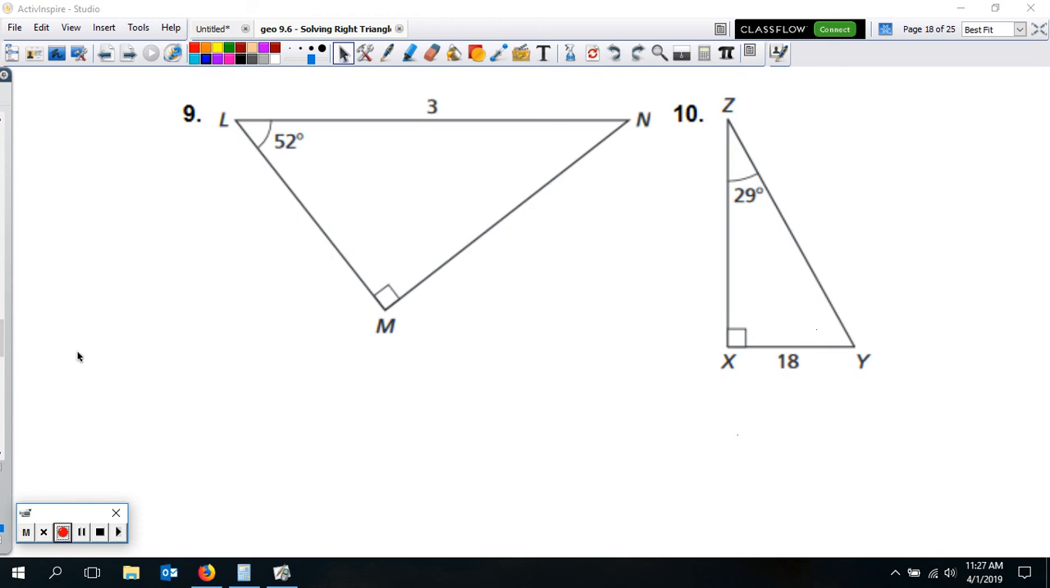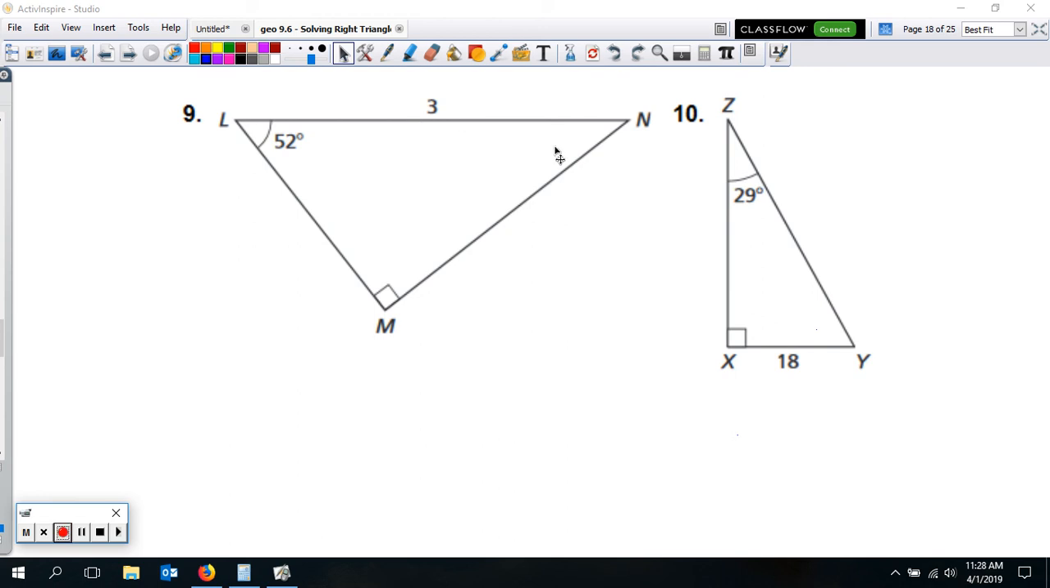Okay, so for 9 and 10, we're still looking to solve the right triangles, but now we're doing the other condition where we're given one side and one angle measure, one of the acute angles. So there's our right angle. We're given one of the acute angles here, and we're given one side length. So we can solve this with those conditions as well.